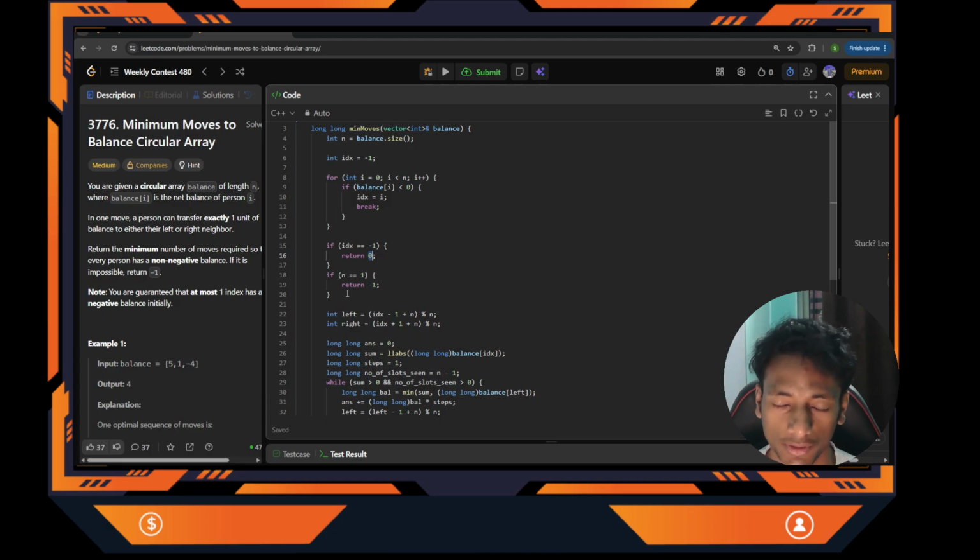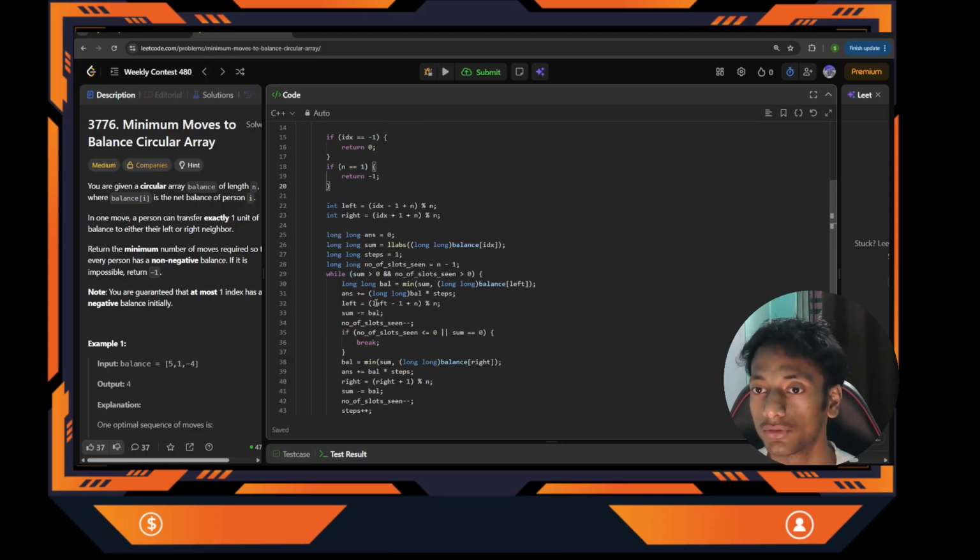If we have some negative balance, but our array length is 1, n is equal to 1, is there any option to transfer any amount? No, we have a negative balance, but our array length is 1, which means there is no option to transfer. Right, so at that time return -1, we cannot make the balance non-negative. Correct? So that's why return -1. Else we will continue with case 2.